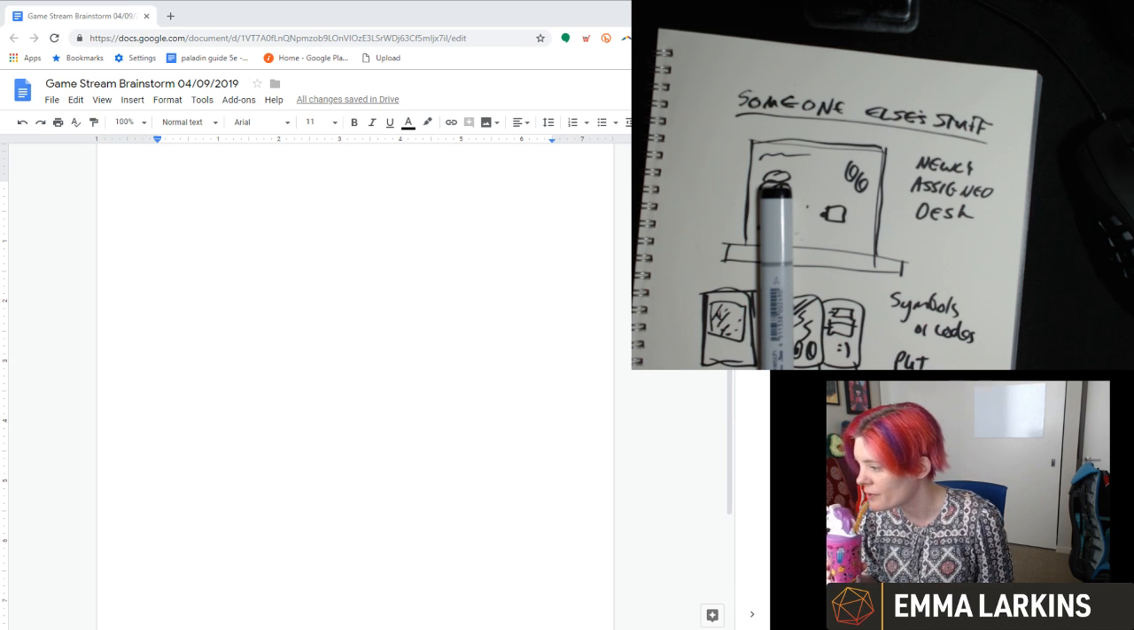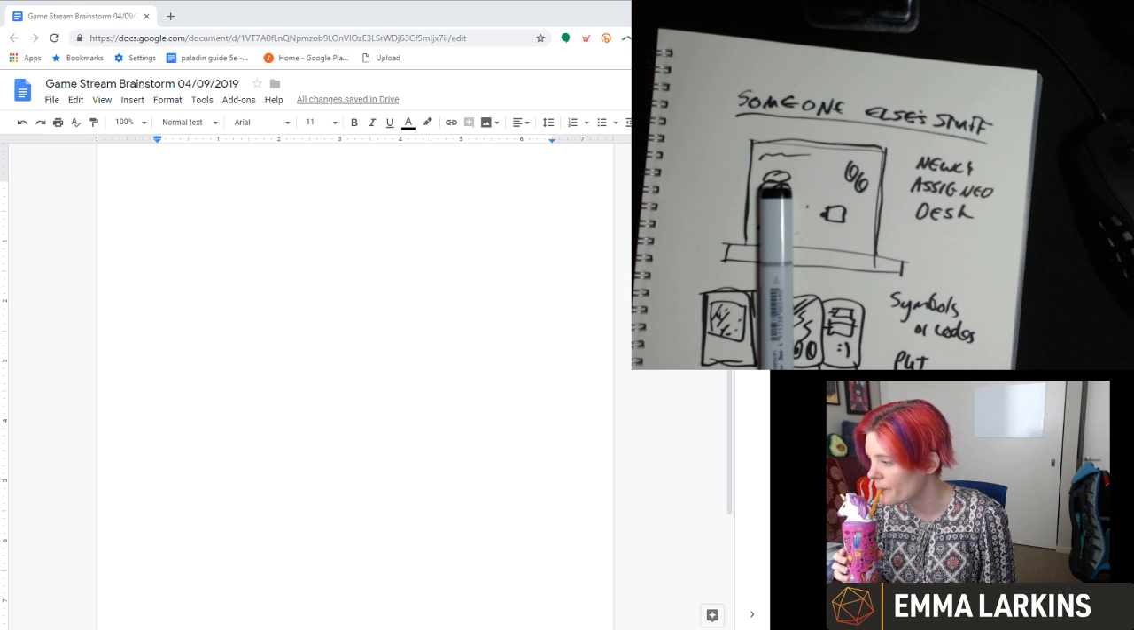Disable autofocus for the camera. Good call. I should do that because it does get a little wonky.